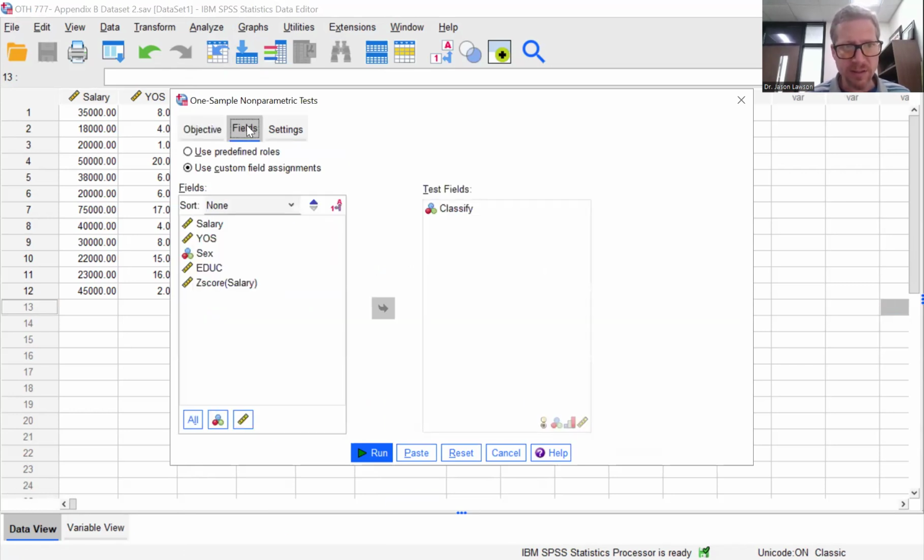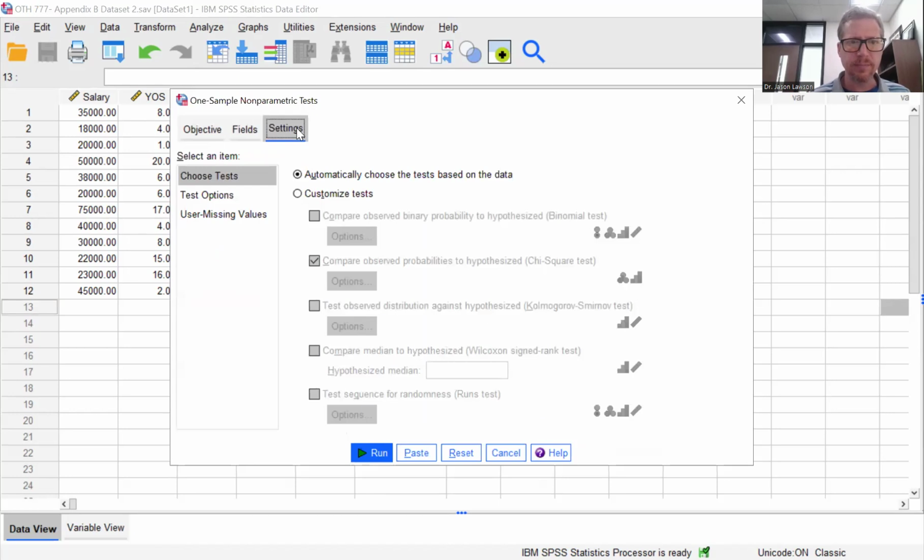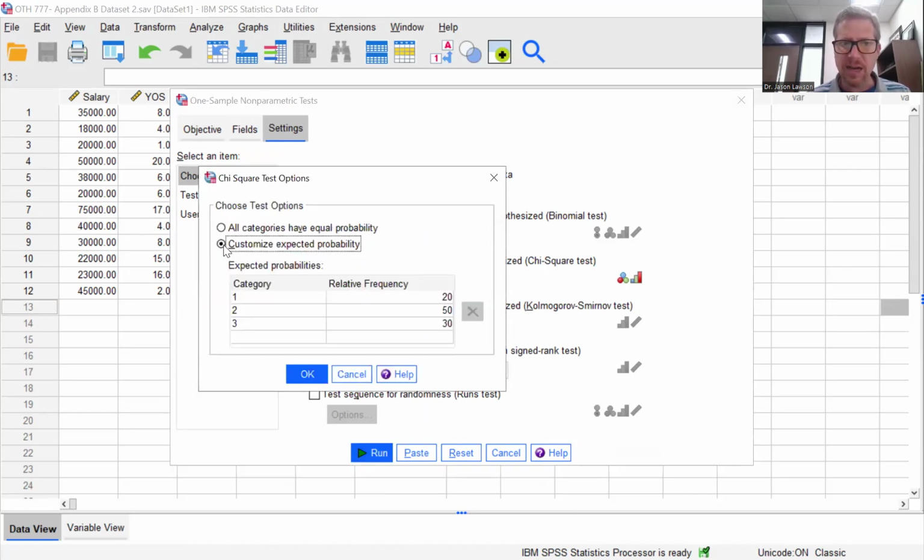We would go to fields, and we would bump over classify. We would then go to settings, and click on customize tests. We would click on compare observed probabilities to hypothesized. So that's the chi-square test. Then we would click options, and click on customize expected probabilities.